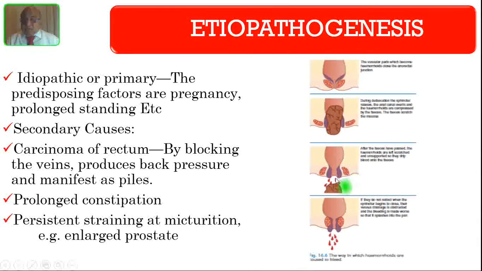So after this, the next stage is the sphincter. The sphincter will close, so these hemorrhoids should retract inside. Suppose it is not retracting inside, this venous return will be blocked, and the patient will have splashing of blood into the toilet pan. So this is how the bleeding happens in hemorrhoids.